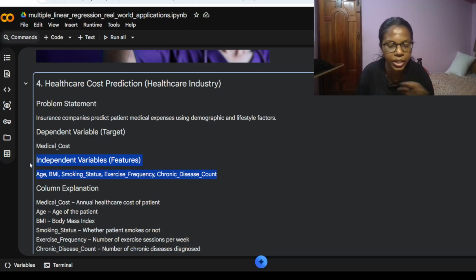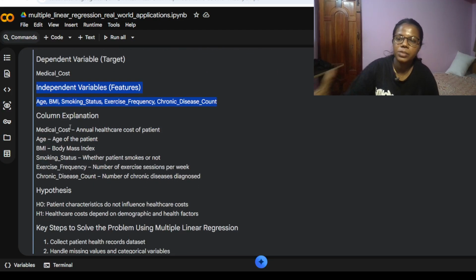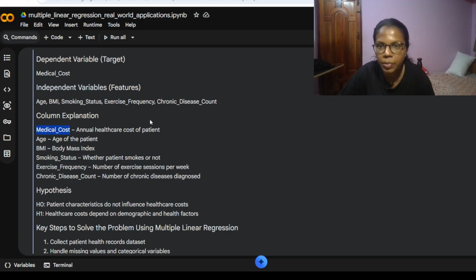Now, let's try to decode the columns clearly. What is medical cost? This is the target column that I'm going to predict: the annual healthcare cost of a particular patient. Age of that particular patient. BMI, body mass index. Based on the BMI, we can easily calculate if this person could get obesity in the future, and based on obesity, if they could get any heart disease. Smoking status, whether the patient smokes or not. Exercise frequency, number of exercise sessions per week.